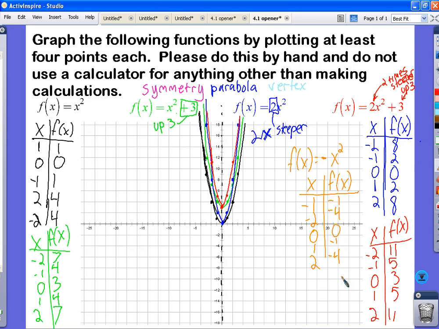So what did putting a negative in front do? Upside down. Reflection. That's good too. Good words. Okay. So this negative reflects, we could say it reflects vertically. It takes it and reflects it vertically over the x-axis.